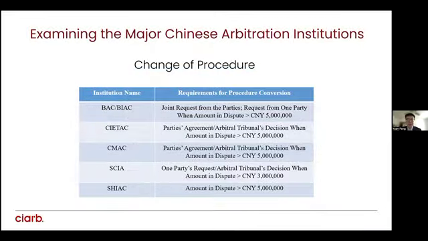As for change of procedure, as you can see from here, basically the amount in dispute still plays a pivotal role in determining the permissibility of the change of procedure among all the main Chinese arbitral institutions, which actually reduces the flexibility of procedural conversion between ordinary and expedited proceedings. So the existence of all these drawbacks really calls for changes to the current expedited arbitration mechanisms in China.